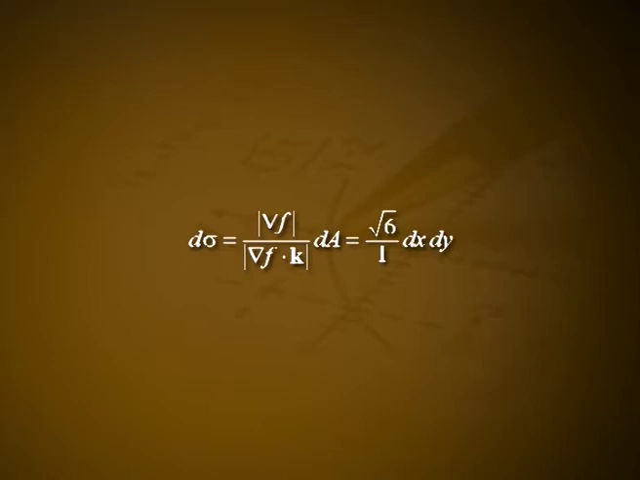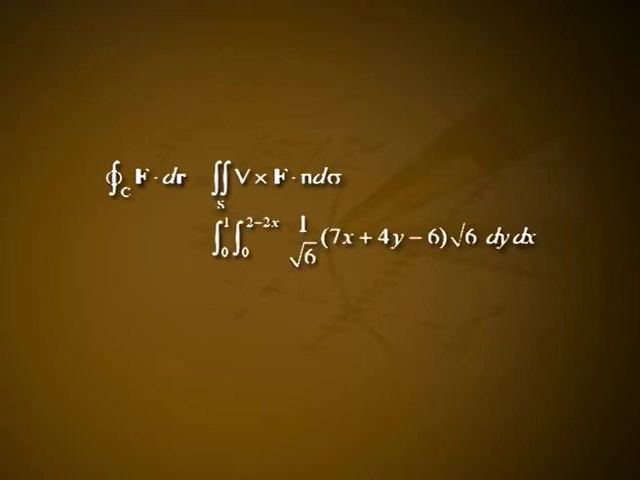The surface area element is dρ, which is equal to the magnitude of del f by the magnitude of (del f dot k) dA, which is equal to root 6 by 1 dx dy. Using Stokes theorem, the circulation over C of F dot dr is equal to the double integral over S of del cross F dot n dρ, which is equal to the integral from 0 to 1, integral from 0 to 2 - 2x, of 1 by root 6 (7x + 4y - 6) times root 6 dy dx, which is equal to the integral from 0 to 1, integral from 0 to 2 - 2x, of (7x + 4y - 6) dy dx, which is equal to -1.